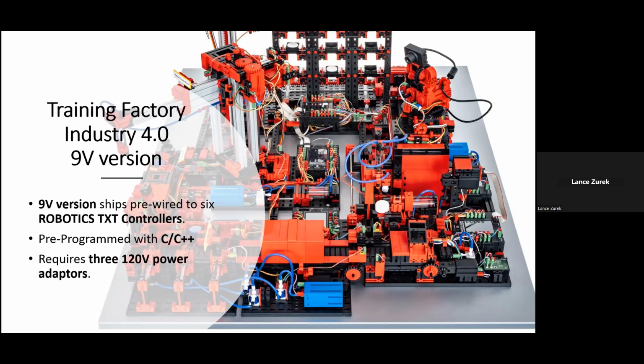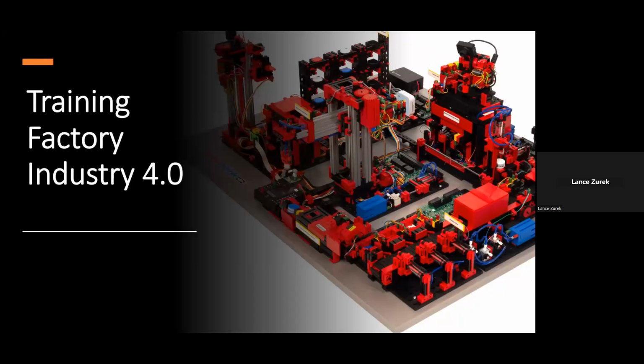Now, as with the two factory simulation models we discussed previously, we do recommend the optional travel case to help protect your model during transport or even just during storage. And that's the Training Factory Industry 4.0 model, again, available in 24-volt and 9-volt versions.